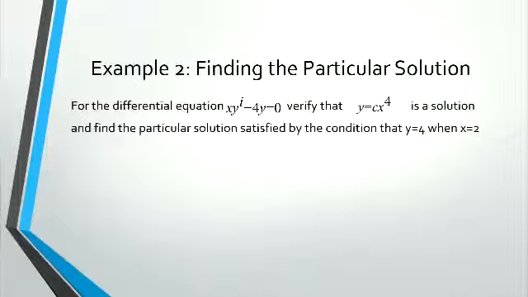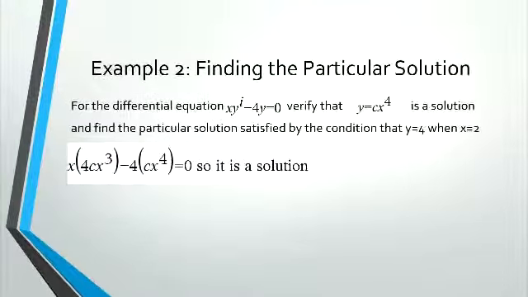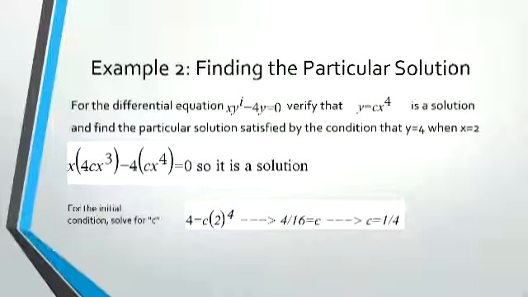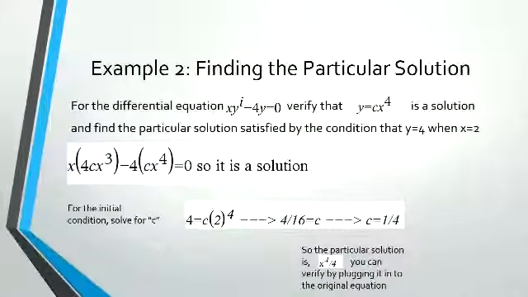Let's try it out with a new problem. For the differential equation x times y prime minus 4y equals 0, verify that y equals cx to the fourth is a solution, and find the particular solution satisfied by the condition that y equals 4 when x equals 2. Well, when you plug in cx to the fourth and its derivatives where y and its derivatives are, it works out perfectly, so you know that it's a solution. Now to solve for the initial condition. Just figure out what c is, and replace it in the general solution. So now we know that the particular solution is x to the fourth over 4.